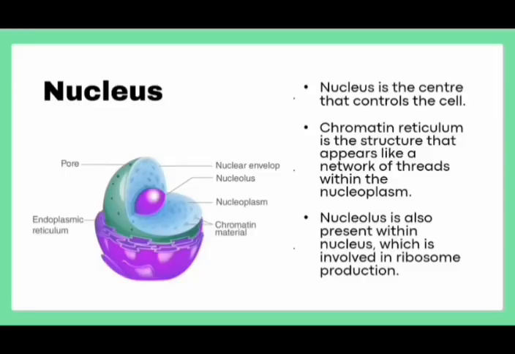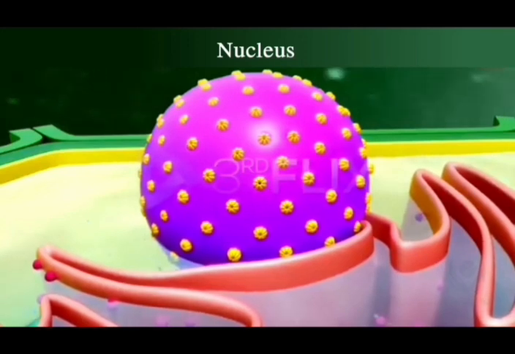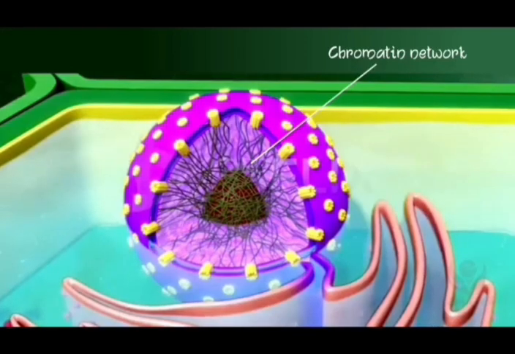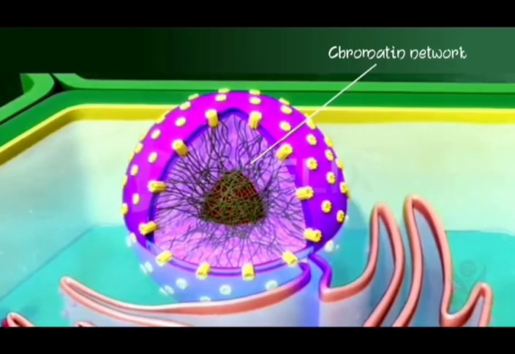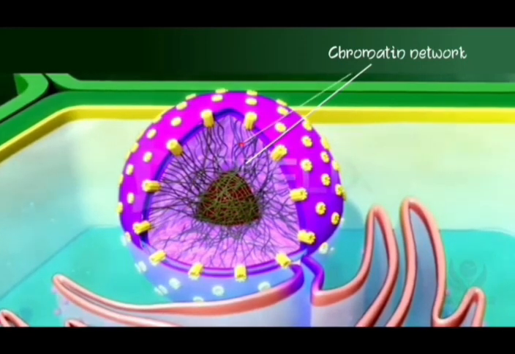Next, the nucleus. The nucleus is the cell's control center. It stores the cell's genetic instructions and directs growth, development, and reproduction. Chromatin reticulum can be seen as a network of threads within the nucleoplasm. The nucleolus is also present within the nucleus, which is involved in ribosome production.